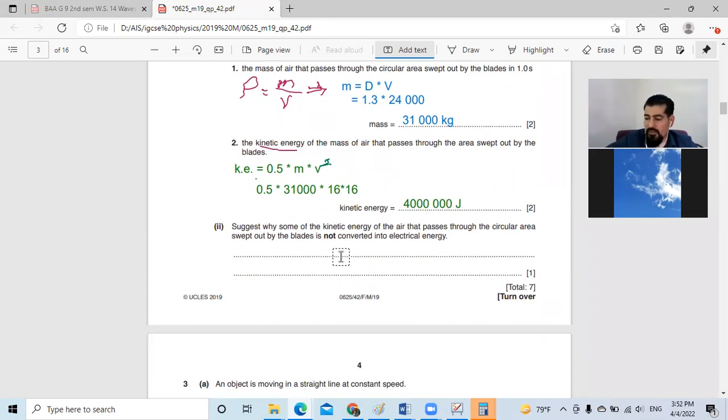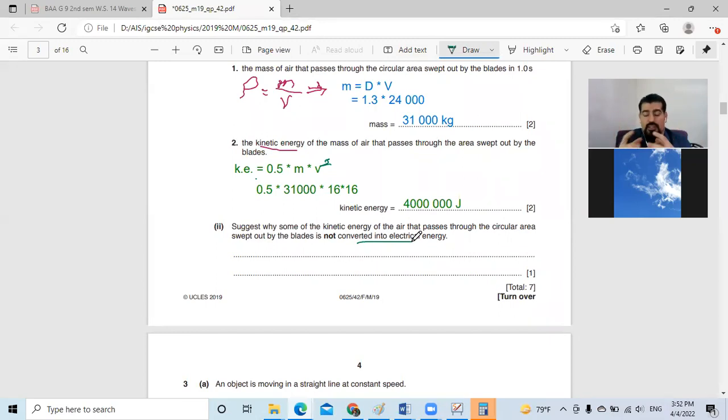Okay. What do they ask here? Okay, so now suggest why some of the kinetic energy of the air that passed through the circular area swept out by the plate is not converted, all of it, to electrical energy. Now we can say that not all the air that swept stops, okay? That means if it stops, it has kinetic energy, and now it stops, that means all the energy is converted to the plates, and that's not happening. Or you can say that some of the air molecules keep moving without touching the plates or hitting them.